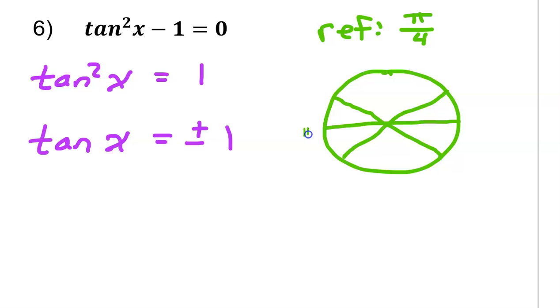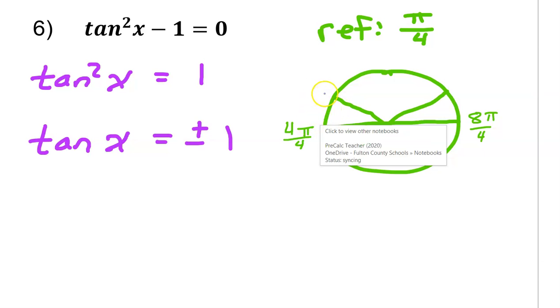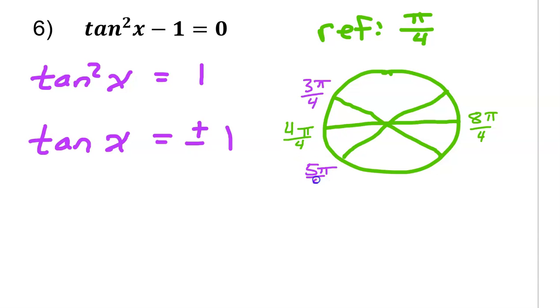So we can think of pi as 4 pi over 4. All right, I'm using the reference angle. And we can think of 2 pi as 8 pi over 4. So with that in mind, that means that this angle is 3 pi over 4, and this is 5 pi over 4, and this is 7 pi over 4. And of course, in the first quadrant, you get the reference angle itself.